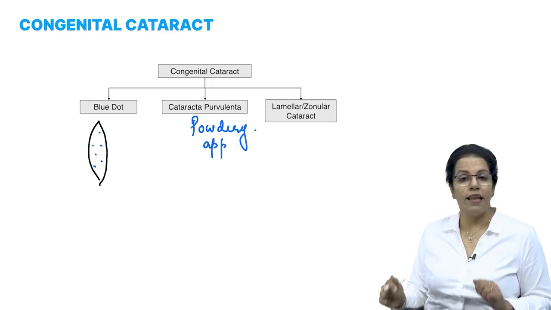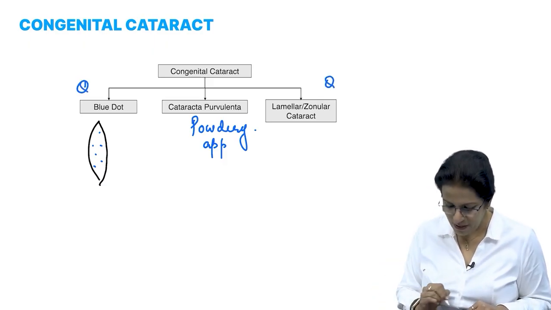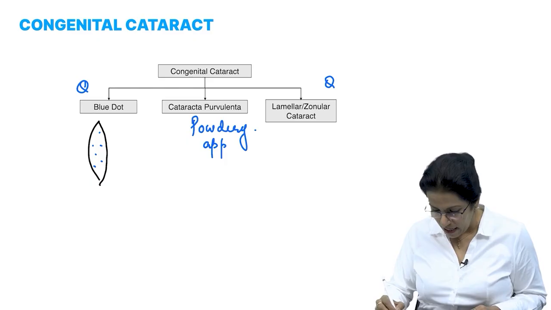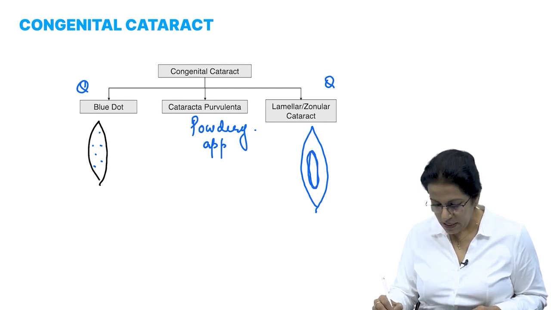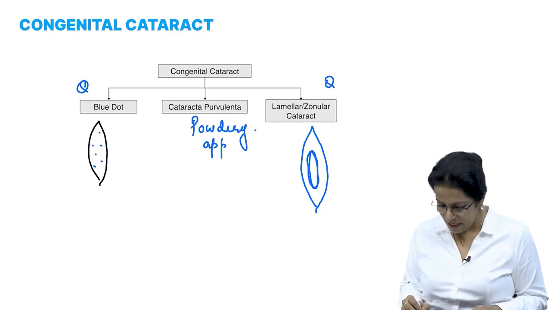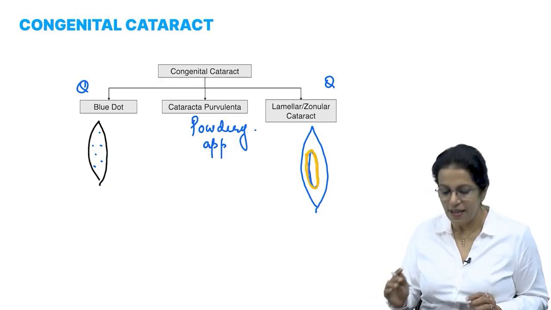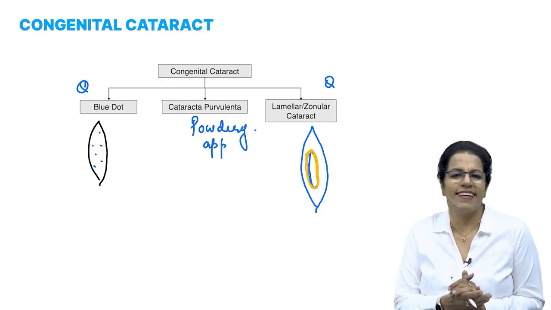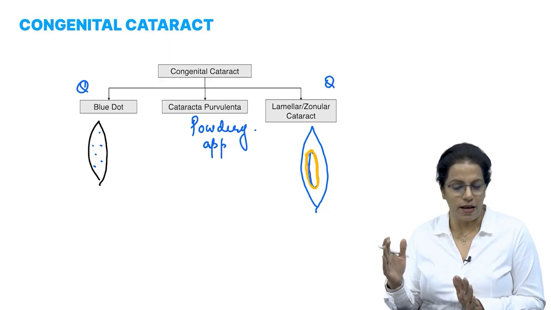What is the next? Lamellar or zonular. Very, very important. Lamellar and zonular is also an exam question. When you talk about lamellar or zonular, what will you say? A single lamella is cataractous. Suppose this is the lens. One lamella is cataractous, but adjacent areas are clear. So, it is one lamella which is cataractous. Suppose this is shown in a different color, but adjacent areas are clear. So, these are simple diagrams for ourselves so that you can make them along with me. So, that is your zonular or lamellar.